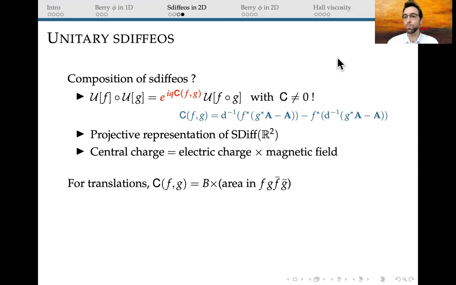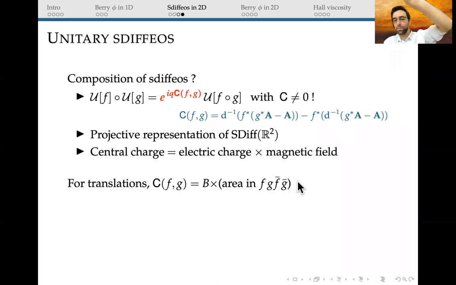Okay, so of course, translations are Zdifeos. And in particular, you can compute this extension for translations. And it turns out that if you do this, you will find that the extension actually is proportional to the area enclosed by translation F, followed by translation G, followed by translation F inverse, followed by G inverse.